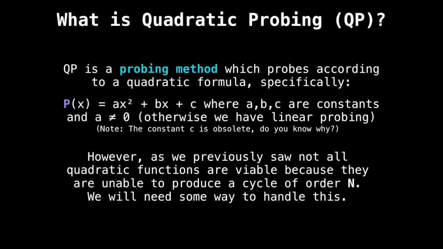So what is the idea behind quadratic probing? Quadratic probing is simply probing according to a quadratic formula, or specifically when our probing function looks something like p of x equals ax squared plus bx plus c, where a, b and c are all constants, and we don't want a equal to 0, otherwise we degrade to linear probing. But as we saw in the previous videos, not all quadratic functions are viable because they don't produce a cycle of order n, and we might get stuck in an infinite loop.